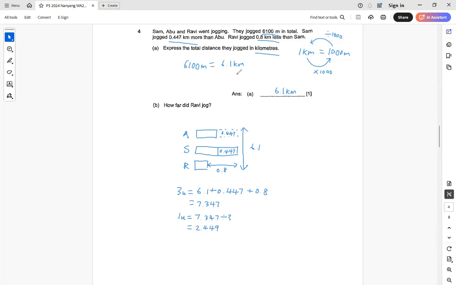Once I get 1 unit, go back to the question. They're asking how far did Ravi jog. So like I said, 1 unit is until here. But what Ravi actually jogged is this part only. So how do I find this? I just take the 1 unit, I minus the 0.8, which is actually not what he ran. It's just this portion here. So I just take 2.449, I minus the 0.8, I will get the answer 1.649. So take note, all these are in km, they're already in kilometers, so my answer for part B will just be 1.649 km.